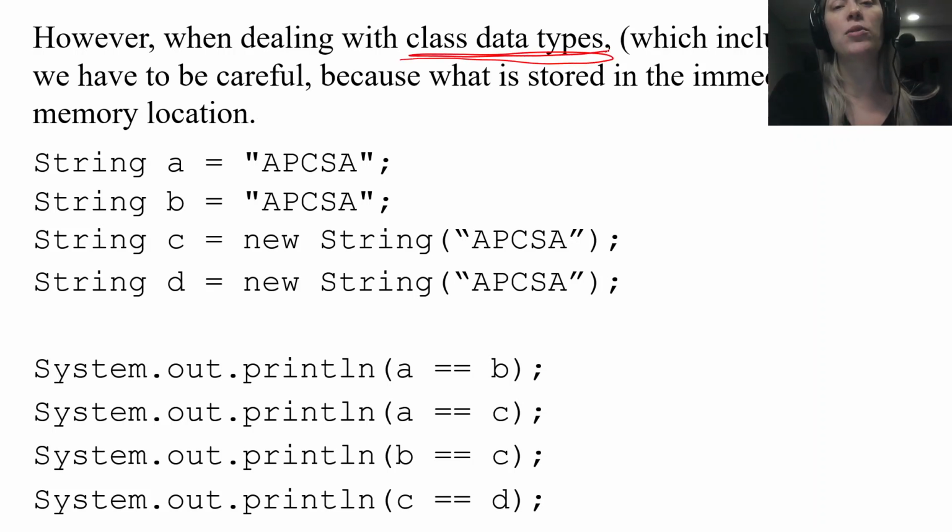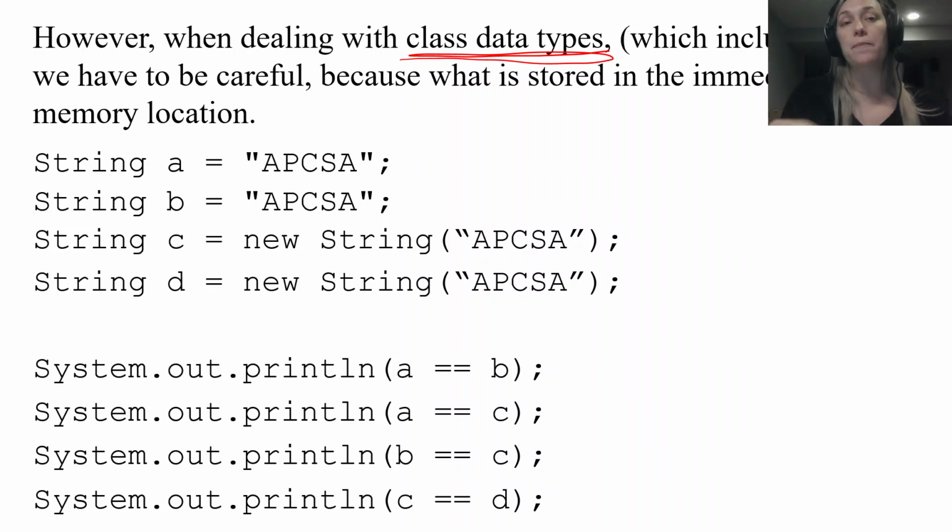Okay. So class data types which do include strings, we have to be careful because what we store in that memory box is actually a memory location pointing to a different address. Okay. Now strings are a little tricky because we treat strings a lot of the times like they are primitives, but they are in fact class data types. Okay. So here I have the two examples of how we create strings.